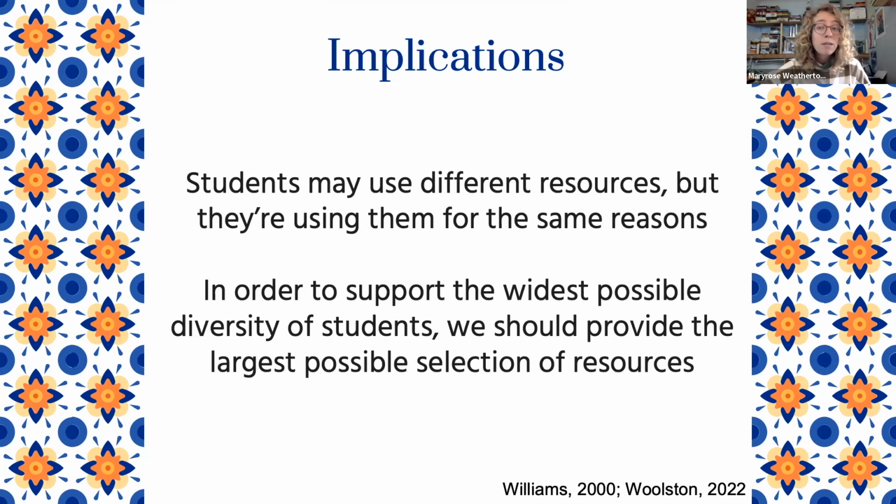And finally, knowing that demographics do play a key role in which resources students use, these results suggest that in order to support the widest possible diversity of students, we should provide the largest possible selection of resources. But that resource provisioning decisions should be made using empirical data, not assumptions. So potentially some of those institutionally provided resources that students aren't using very often might instead be reallocated towards childcare, university provided childcare, university food pantries, things like that that our students are expressing that they would like to fulfill some of those needs.